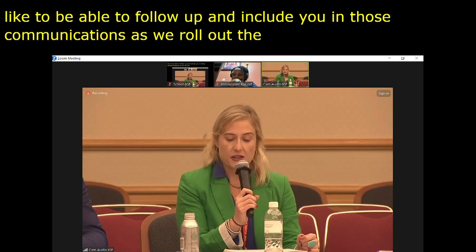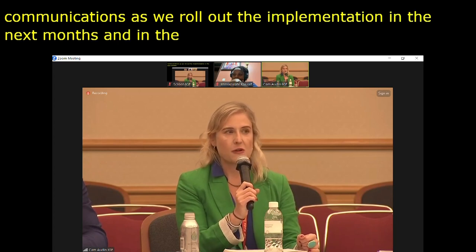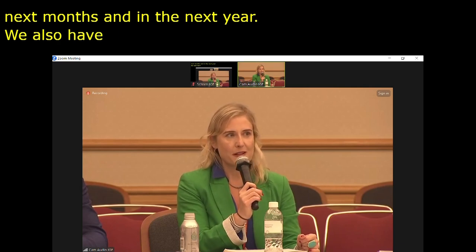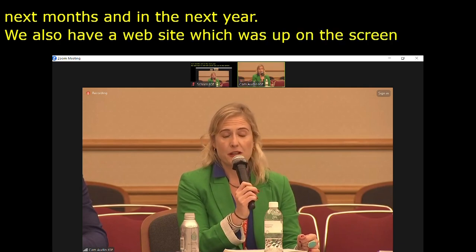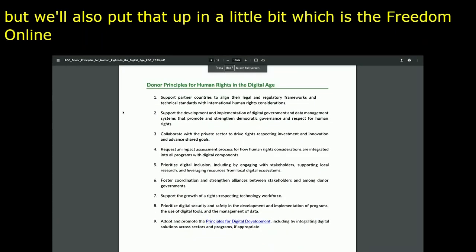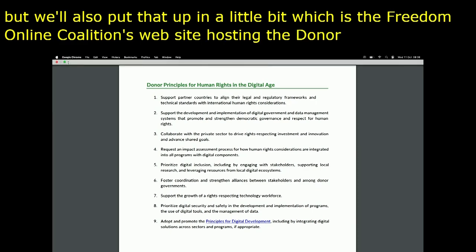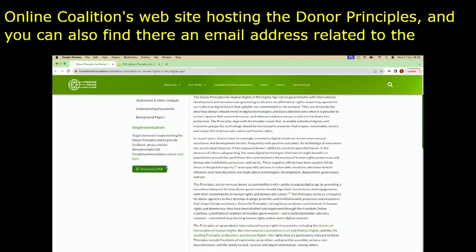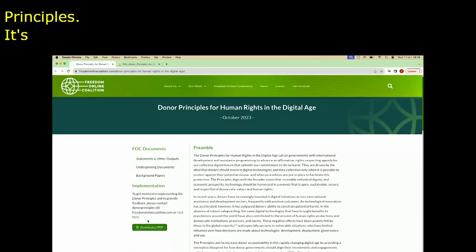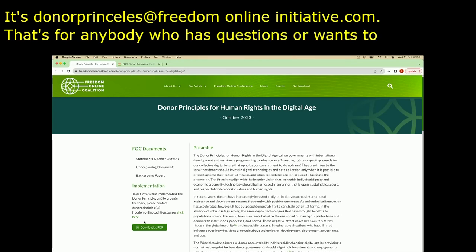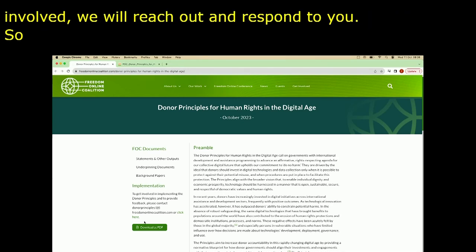We also have a website, which was up on the screen before, but we'll also put that up in a little bit, which is the Freedom Online Coalition's website hosting the Donor Principles. And you can also find there an email address related to the Donor Principles. It's donorprinciples@freedomonlinecoalition.com. And so that's where we invite anybody who has questions, wants to get involved, to reach out, and we will respond to you.